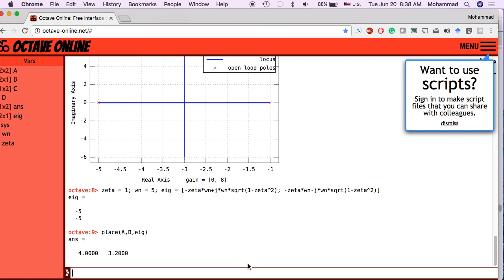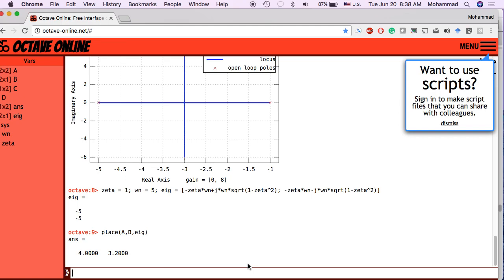That comes out as 14, not 4, but the second one's correct. So yours, first one is 14. Something is not matching with what we are doing. Either your A matrix or B matrix. So please double check everything. See if your zeta is the same or your omega is the same. The formula is the same. So both of your eigenvalues, are they at -5 and -5? Yep. So that's the first check.